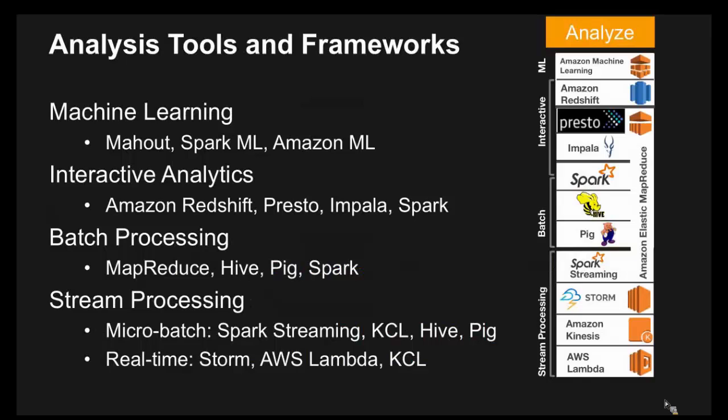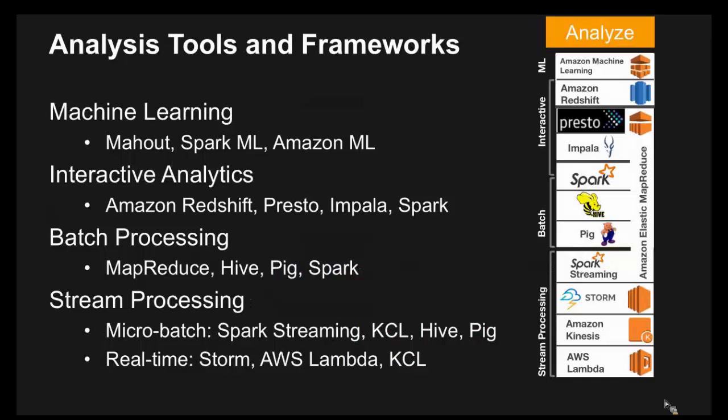For machine learning, most people started with Mahout, and a lot of people are using Spark ML, and Amazon Machine Learning is super popular as well because it simplifies many things for developers. For interactive analytics, typically Redshift, Presto, Impala, or Spark are classic solutions. For batch processing, clearly MapReduce, Hive, and Pig are still super popular. For stream processing, Spark Streaming is very popular, and AWS Lambda is also becoming super popular these days. And then the Kinesis Client Library is also popular there.